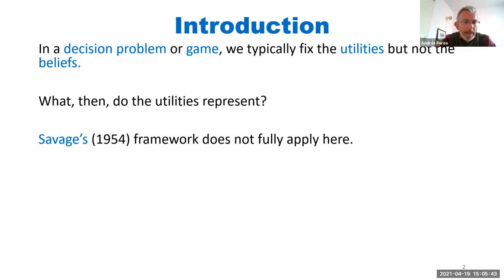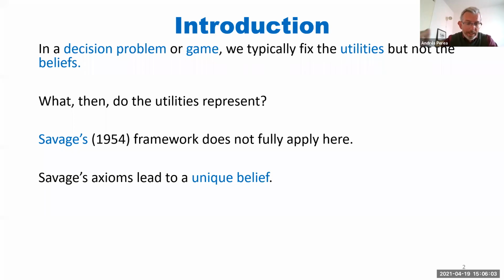Now, many people would refer back to the work of Savage, but I would like to point out at least two conceptual problems of applying Savage to decision problems and games. One problem is that the axioms that Savage imposes lead to a unique belief. What Savage does is take, as a primitive object, the decision maker's preferences over acts, which are mappings from states to consequences. He then imposes a system of axioms, which leads not only to a utility function that is unique up to positive affine transformation, but also to a unique belief. And as I already said, in the decision problem and the game, we typically do not fix the belief of the decision makers.